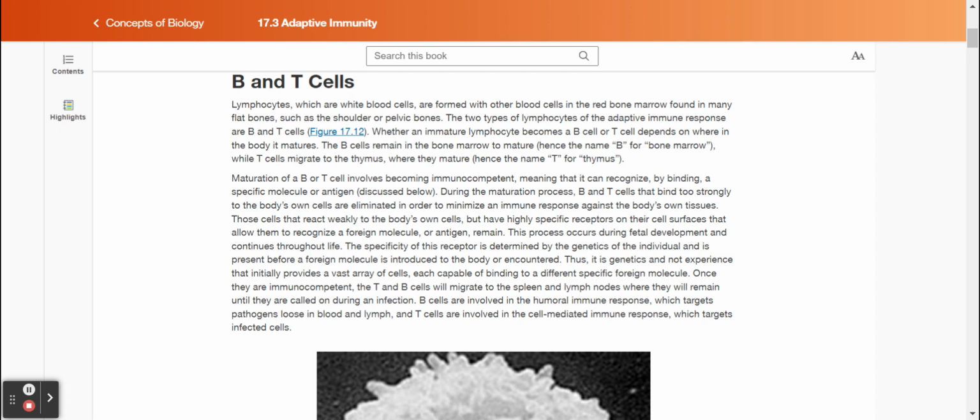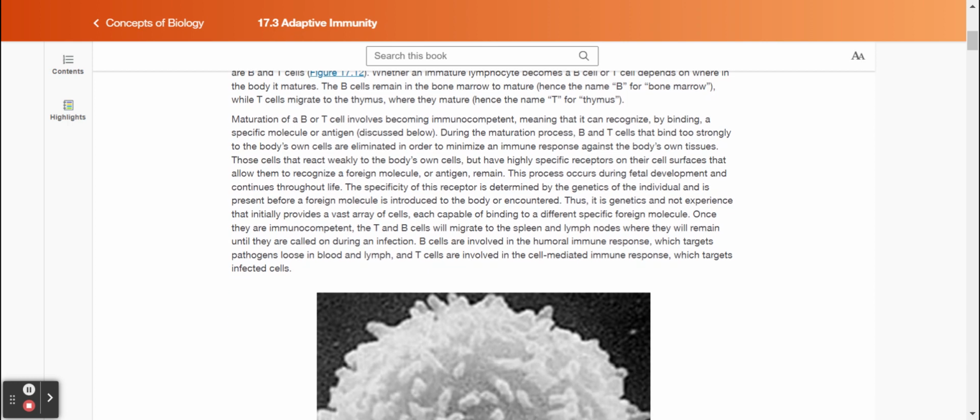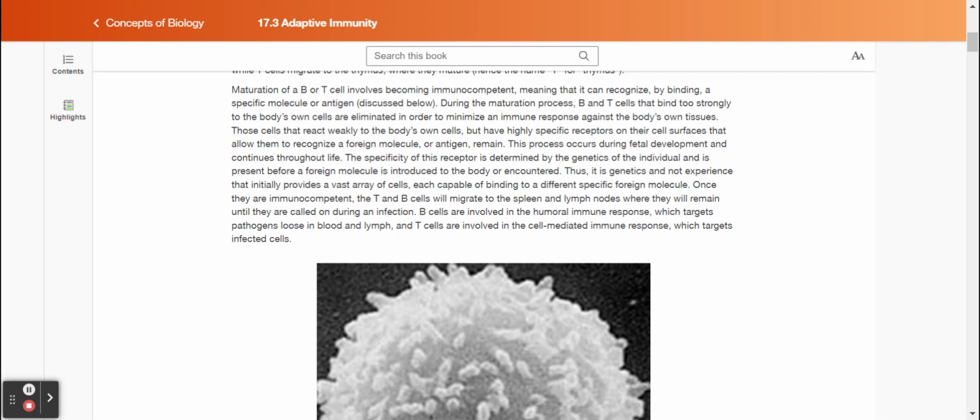Maturation of a B or T cell involves becoming immunocompetent, meaning that it can recognize, by binding, a specific molecule or antigen, discussed below. During the maturation process, B and T cells that bind too strongly to the body's own cells are eliminated in order to minimize an immune response against the body's own tissues. Those cells that react weakly to the body's own cells, but have highly specific receptors on their cell surfaces that allow them to recognize a foreign molecule or antigen, remain. This process occurs during fetal development and continues throughout life.